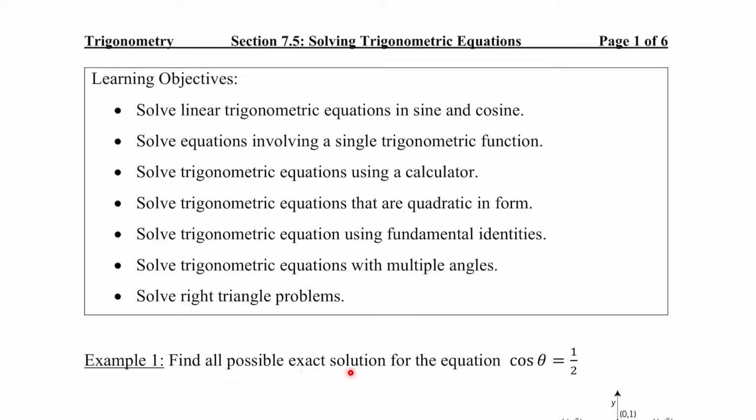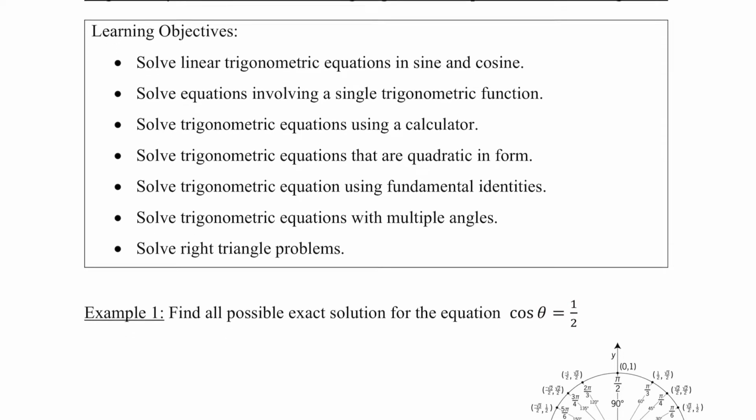Example 1. Find all possible exact solutions for the equation cosine of theta equals 1/2. We have an equation cosine of theta equals 1/2. In this equation, theta is the unknown, and they asked me to find all of the possible exact solutions for theta. That means I'm looking for the value that I can replace theta with so that cosine of the value equals 1/2.